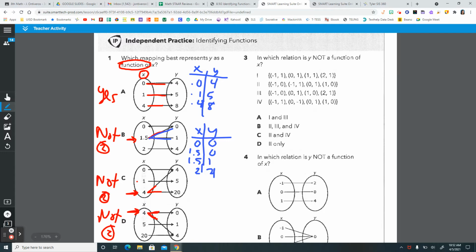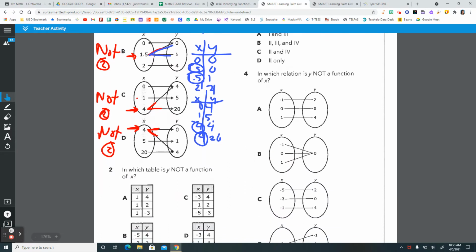On the next one, you can see that it's 0 with a 4, 1 with a 5, but then you have 4 with a 4 and 4 with a 20. So notice that the 4 repeats. Here, the 1.5 repeats. And on the last one, you have 4 with a 0, 4 with a 4, 5 with a 1, and 20 with a 4. So you are able to see that the 4 repeats, and that's why it's not your answer. So that's two ways of doing this.